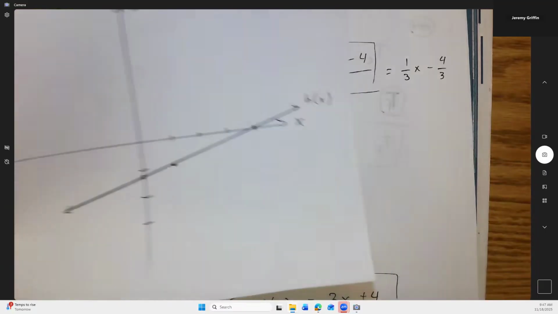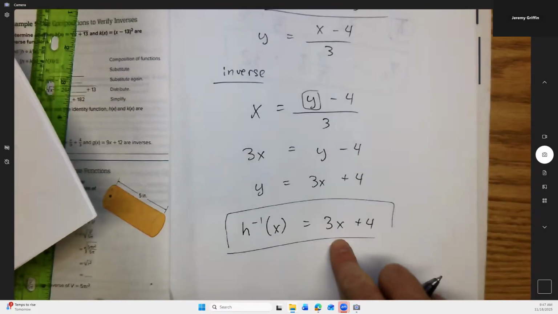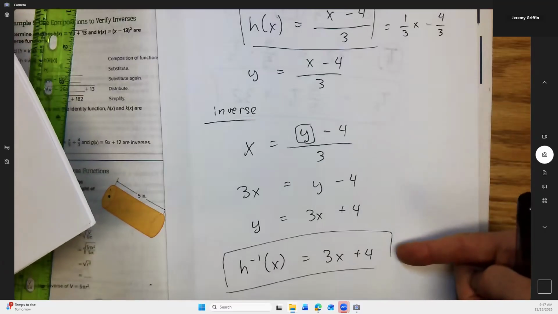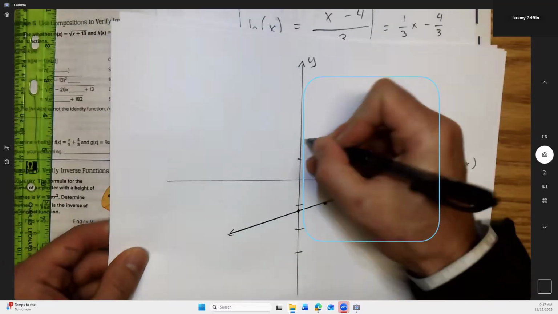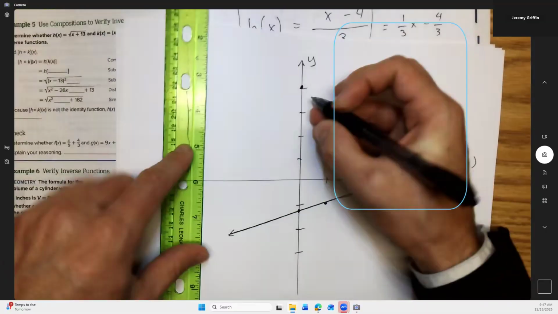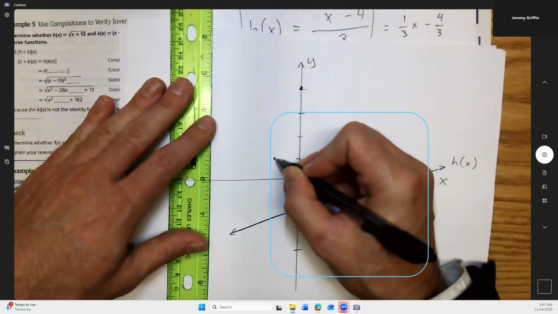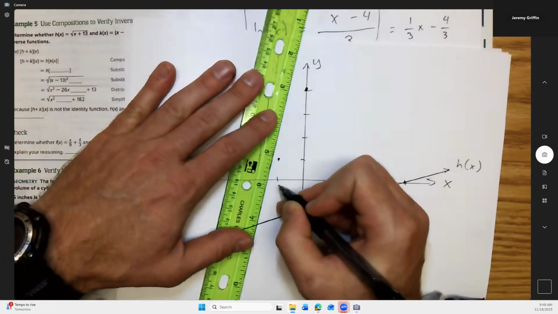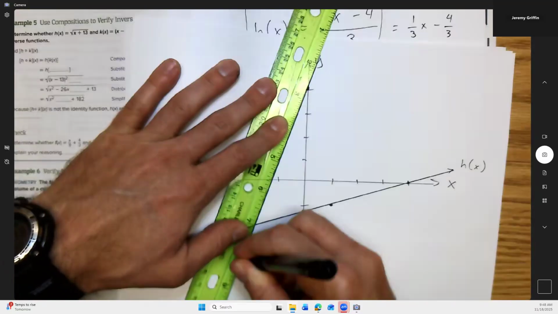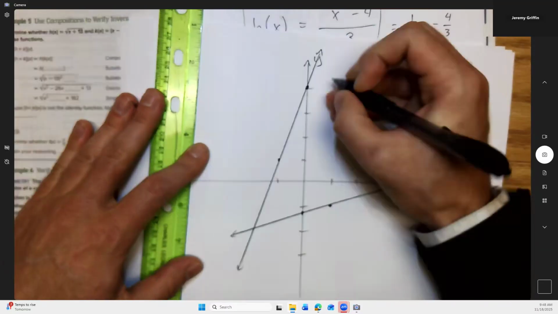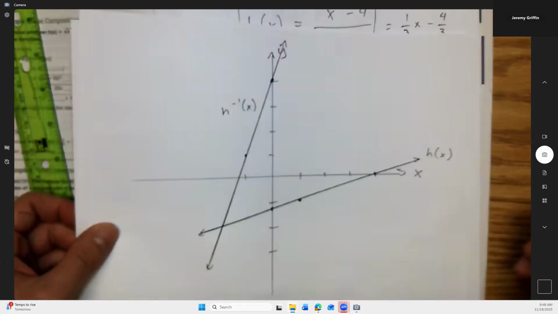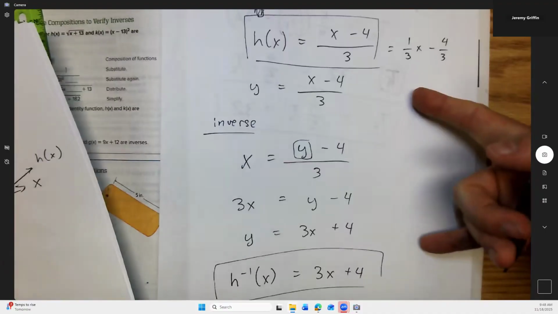Now, how about the inverse relationship? I found it algebraically by again swapping x and y and solving for the new y, and I got 3x plus 4. So 1, 2, 3, 4 has a y-intercept up here at 4. And then it has a slope of 3, so this would be a point, and then it just continues on this way. So this line is h inverse x. It could look like that.